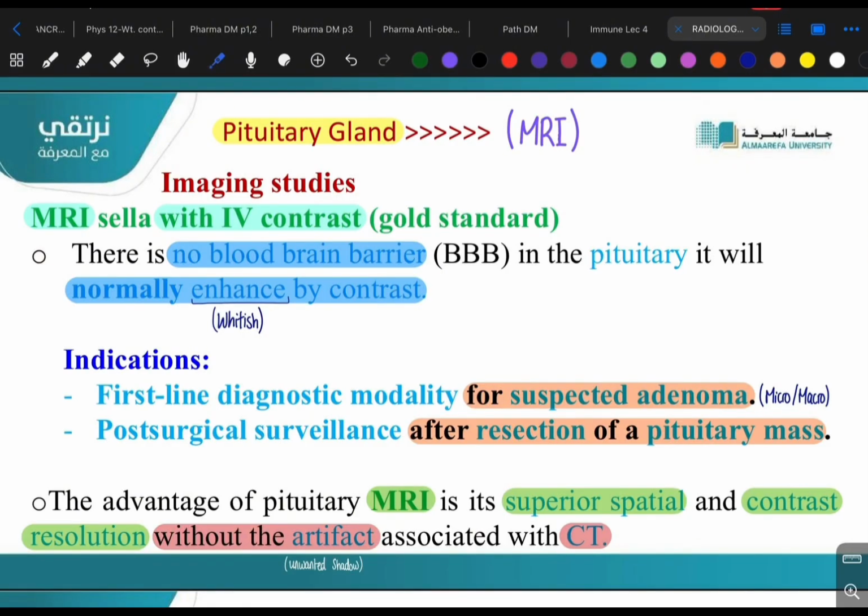So why do we use MRI over CT? Because the advantage of MRI is that it has superior spatial and contrast resolution without artifact, unlike a CT. What does this mean? This means إنه بالعربي كذا إنه دقيق أكثر من CT. يعني MRI يورينا الجلاند بدقة أكثر أو بتفاصيل أكثر, okay, than a CT. This is for the pituitary gland. تمام? Without artifact means unwanted shadows. So في MRI we can see the gland more specifically and in higher resolution without any unwanted shadows. Unlike a CT, in the CT we have unwanted shadows and it's not as clear as the MRI, okay? This is for the pituitary gland.